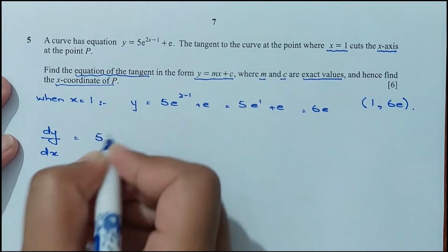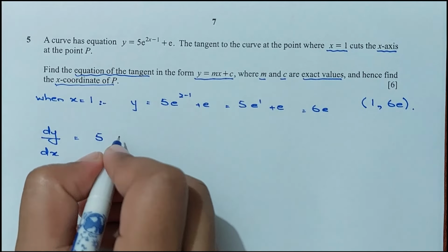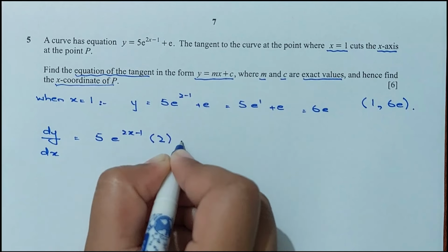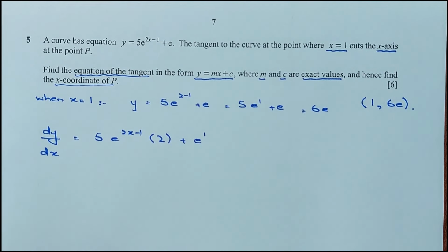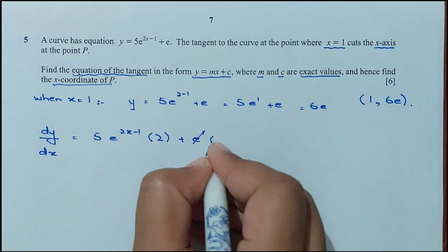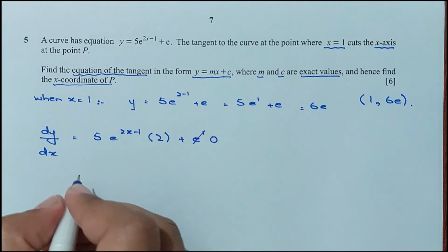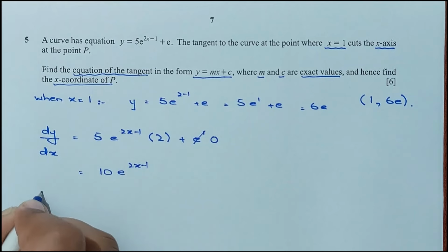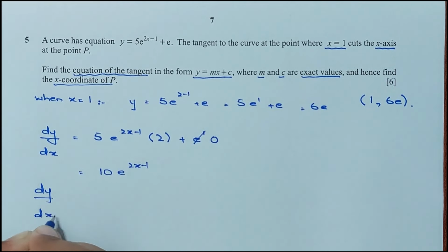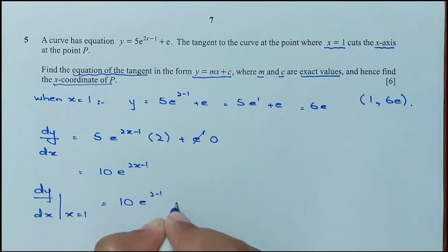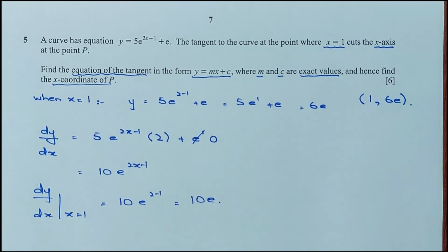Alright, so 5, the derivative of e to the power 2x minus 1 is e to the power 2x minus 1 times the derivative of 2x minus 1, which is 2. And e to the power 1 is a constant number, so its derivative is 0. Sorry, a constant's derivative is 0. So this is 10e to the power of 2x minus 1. Now let me solve dy over dx at x equals 1. So this is 10e to the power 2 minus 1, so 10e is the derivative.